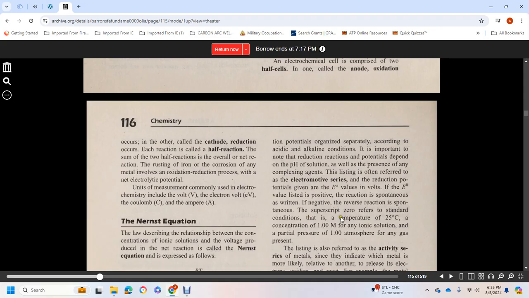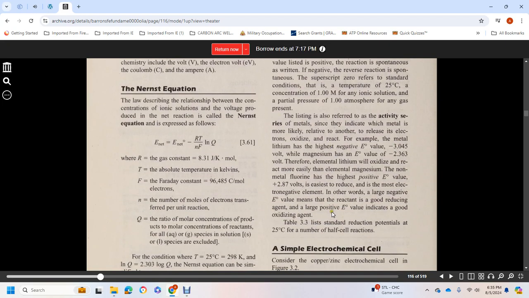Subscript 0 refers to the standard conditions: temperature at 25 degrees Celsius, concentration of 1.00 mole for any ionic solution, and a pressure of 1.00 atmosphere for any gas present. The listing is referred to as the activity series of metals, in terms that indicate which metal is more likely to give up electrons, to oxidize, relative to another.